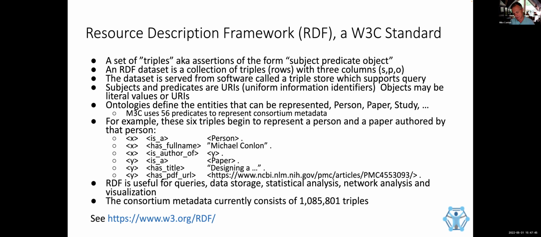So this was developed by the W3C and is an international standard for data representation. It's useful for queries, data storage, statistical analysis. Network analysis tools are typically based in RDF because it's very good for graph data representation and visualization. Now, the consortium metadata currently consists of about 1 million triples. That's not a lot when you think, 100,000 times 10. Not a big set of rows and columns. Just not if it was rows and columns. And you can find the standard online there.